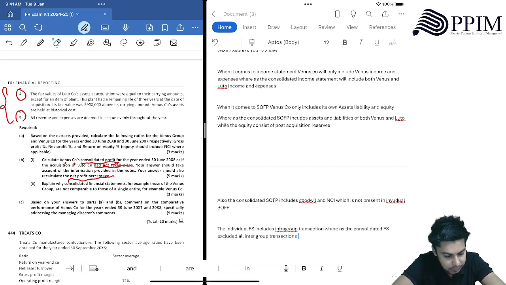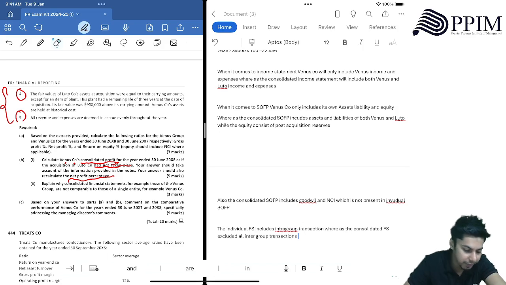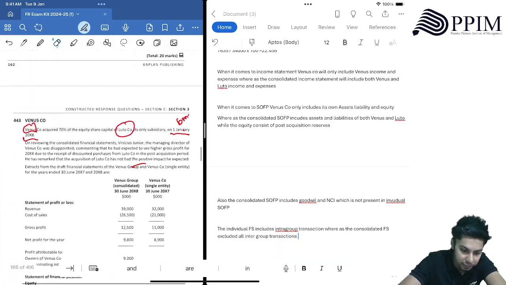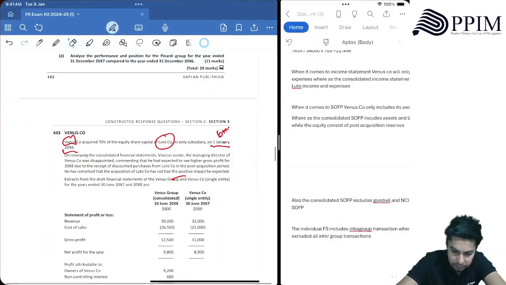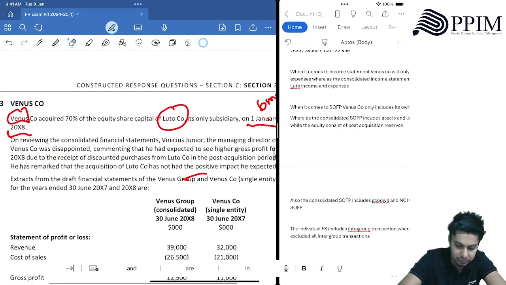Based on your answers to part A and B, comment on the comparative performance of Venus Corporation for the year 2007 and 2008, specifically addressing the managing director's comment. Now, guys, this managing director made 2 comments. What are the 2 comments that he has made? Can you go through and see one more time, guys? 2 comments he has made.